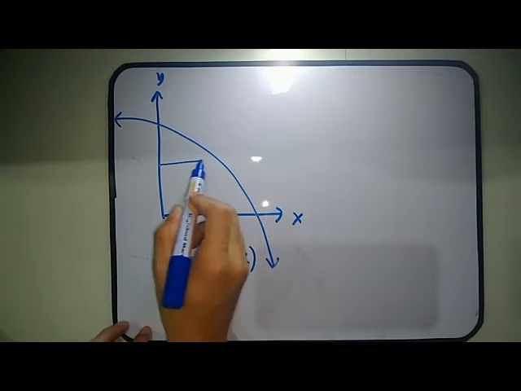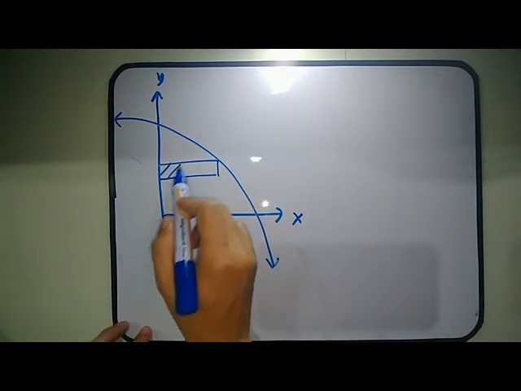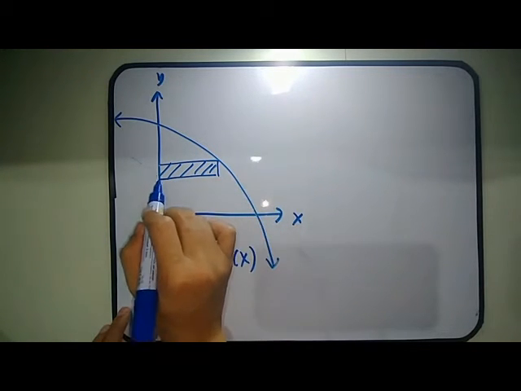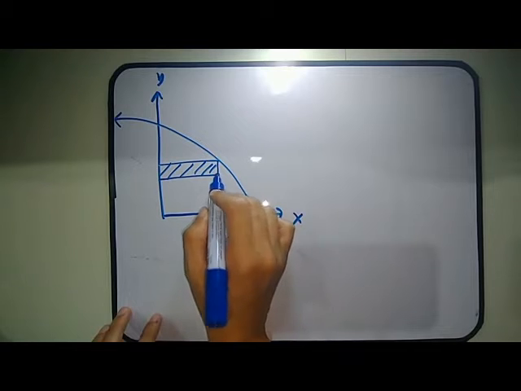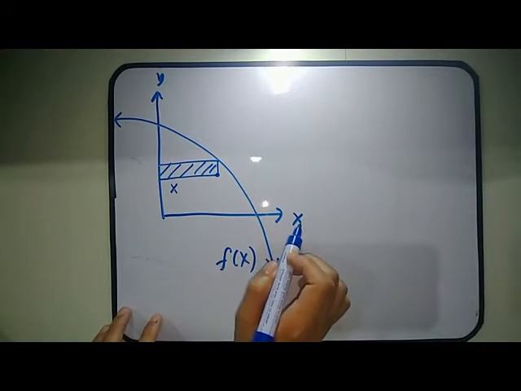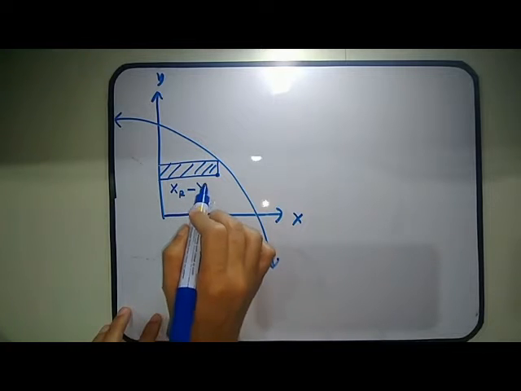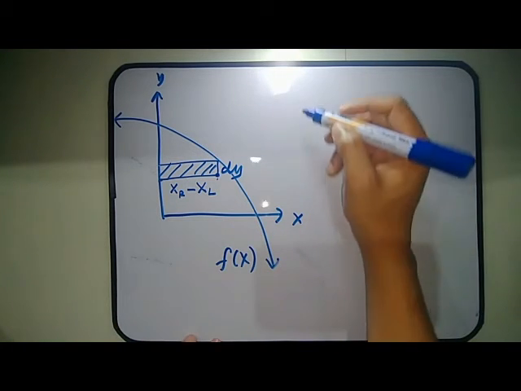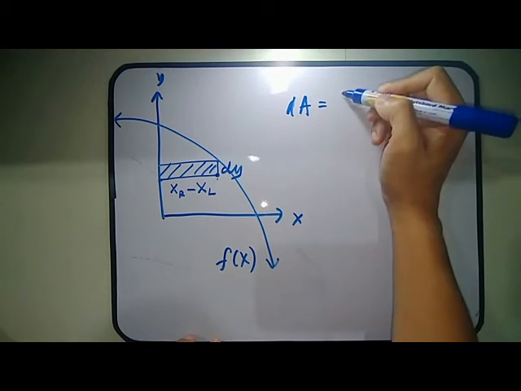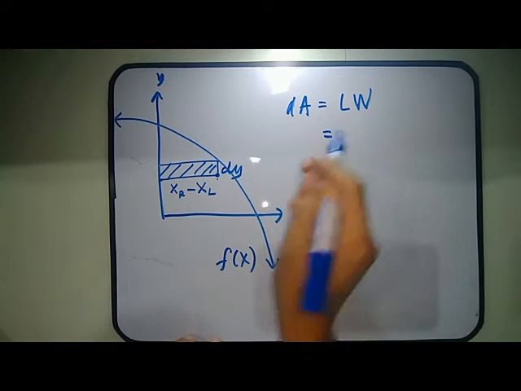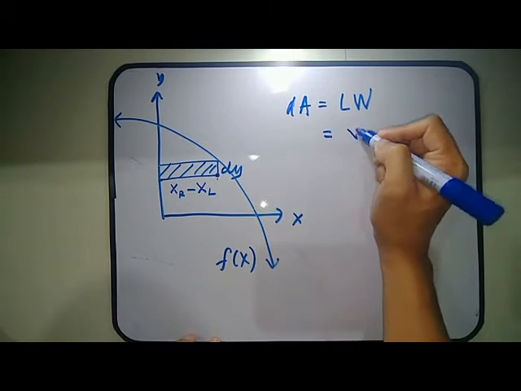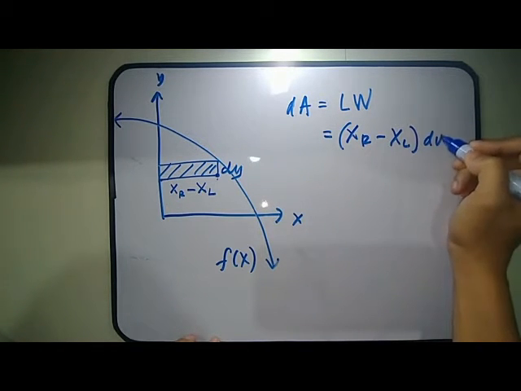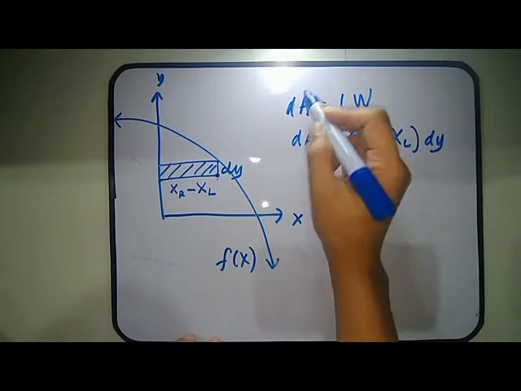Another scenario is where we get a horizontal strip. Here we have this curve f of x bounded in the first quadrant. For the area of that rectangular strip, the length, since it is projected on the x-axis, will be x right minus x left, so x sub 2 minus x sub 1. It's a distance formula. Then the width, since it's projected on the y-axis, is differential of y. So differential of A is length times width. Length is x_r minus x_l, and width is differential of y.